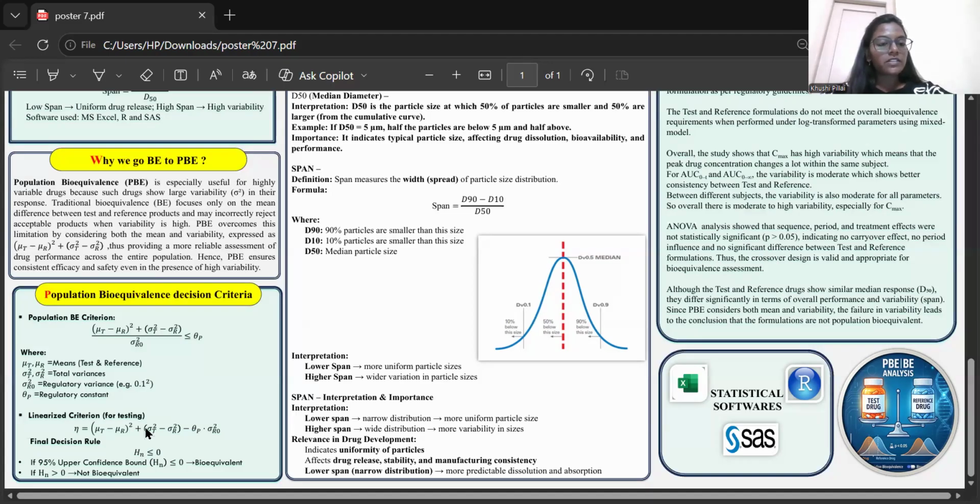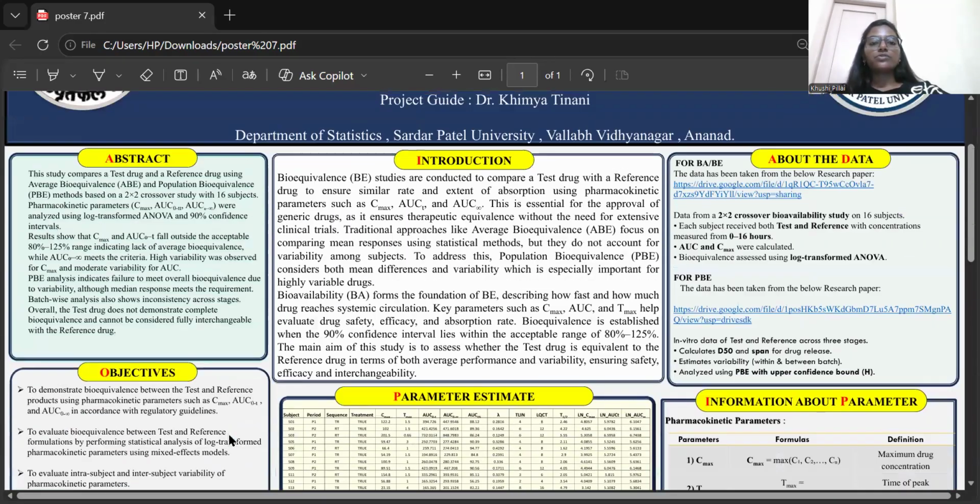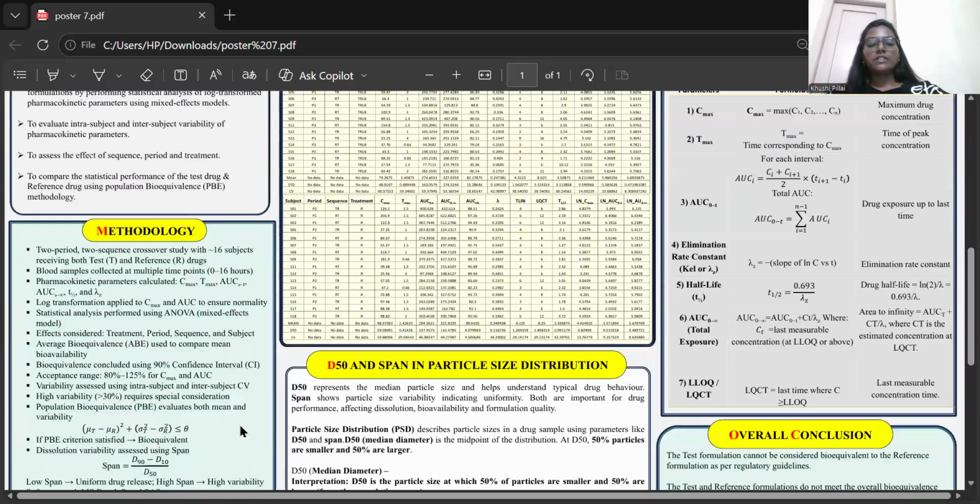The linearized criterion for testing, eta, is (mu t minus mu r) whole square plus (sigma square t minus sigma square r) minus theta p into sigma square r naught. And the final decision is made on the 95% confidence interval, where the upper bound of eta should be less than or equal to 0, and if it is so, we can say it is bioequivalent. If it is greater than 0, it is not bioequivalent. So the parameter estimates are here.